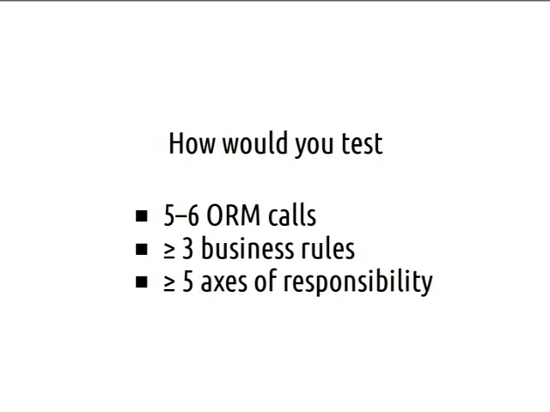How would you test this? By my count, there are, depending on which code path you take, 5 or 6 ORM calls. There are 3 business rules, which isn't such a big deal, except that there are also 5 axes of responsibility here. It's not very much code, and actually this is not edited. Well, it's a teeny bit edited because I didn't want to put the whole comment in there. But the actual code looks exactly like this.